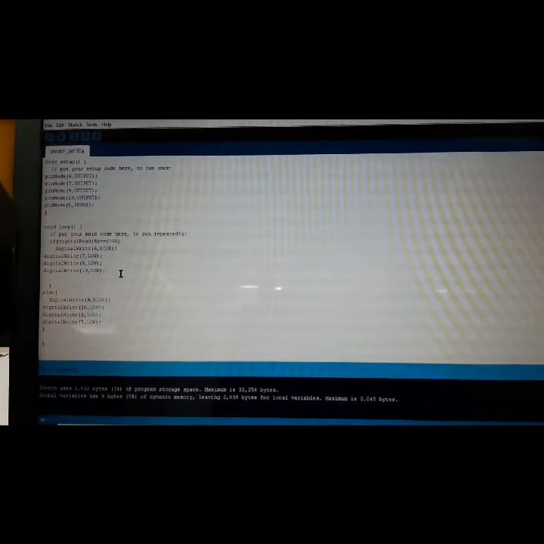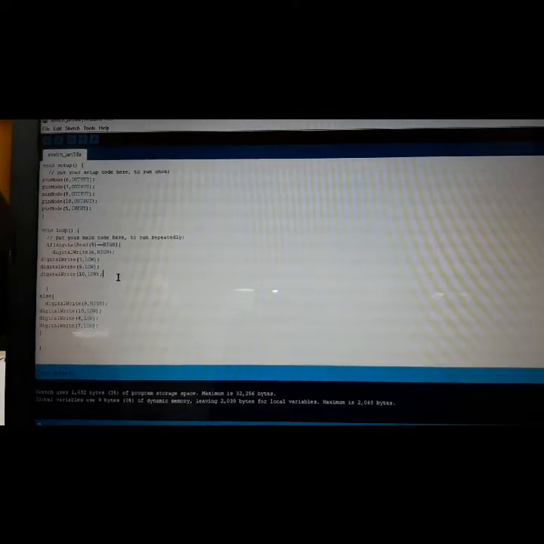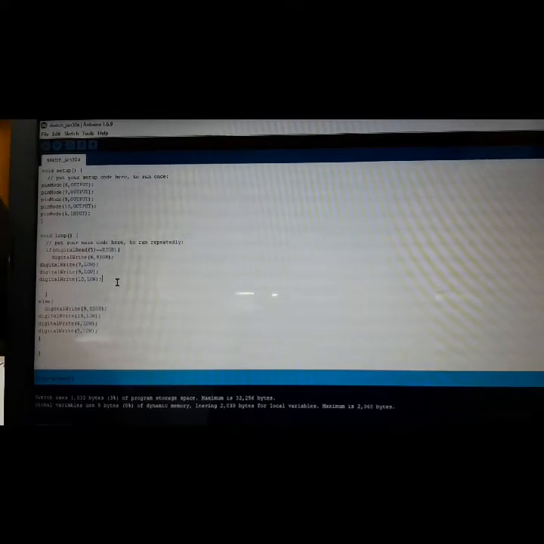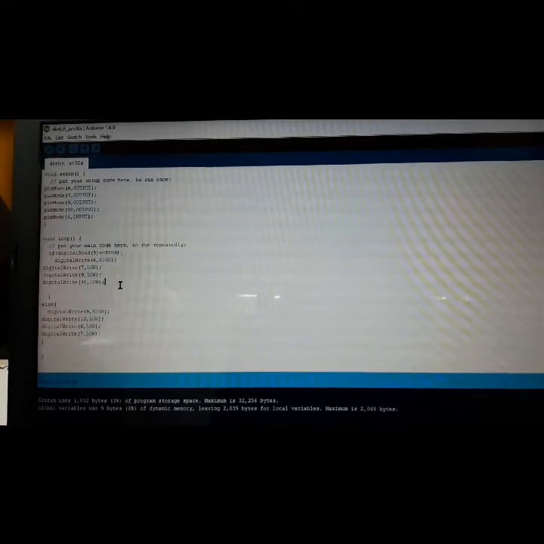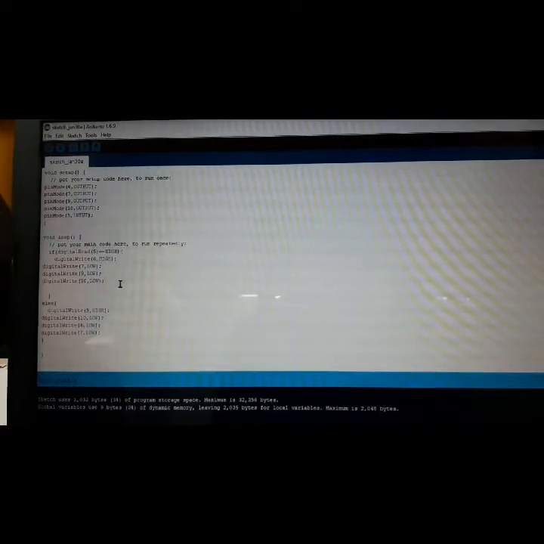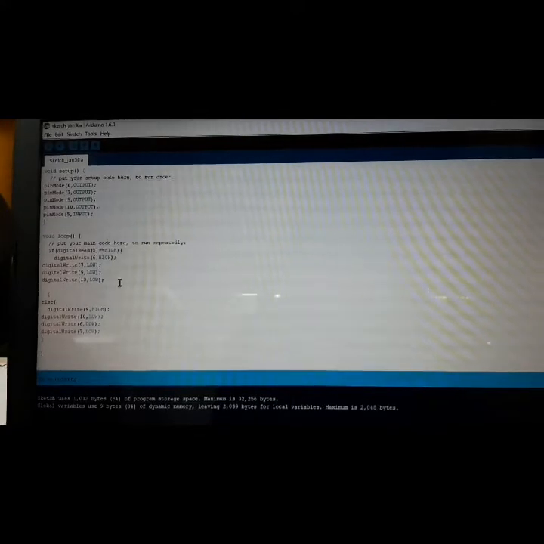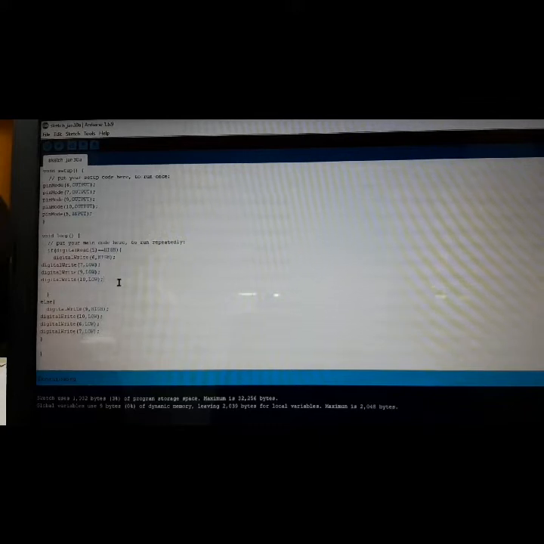So in this we have the programming window. This is the Arduino programming window. You can see that there are 5 pins that I have declared. 4 pins are output pins and the 5th one is the input pin. So the 6th and 7th pins are for one motor, and the 9th and 10th pins are for the second motor. The 5th one is for the sensor which is receiving the input, that is the IR sensor.